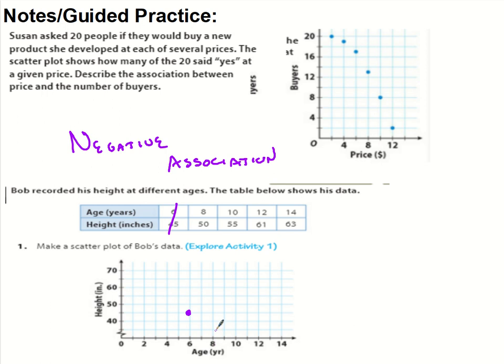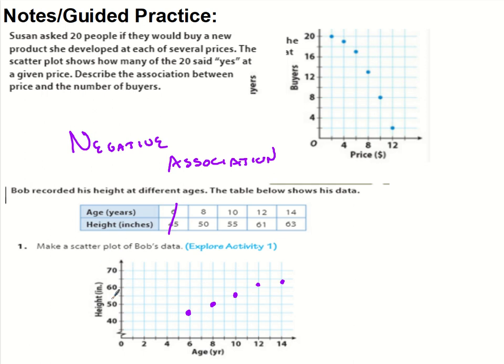At age 8, he was 50 inches tall. Age 10, 55. Age 12, 61. Now 61, we don't have a perfect point for 61, but it's basically right there. We can do a rough estimate. And then 14 years old, he was 63. So there's my data. It's not a perfect straight line, but there's my data.